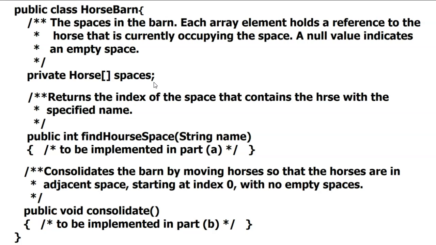And then we're going to write two different methods. First one's actually pretty simple, the findHorseSpace that returns the index of the space that contains the horse with the specified name. And then the trickier one, consolidate, which consolidates the barn by moving all the horses so that the horses are in adjacent spaces, starting with index 0, no empty spaces. Basically shifts them all to the beginning of our array.